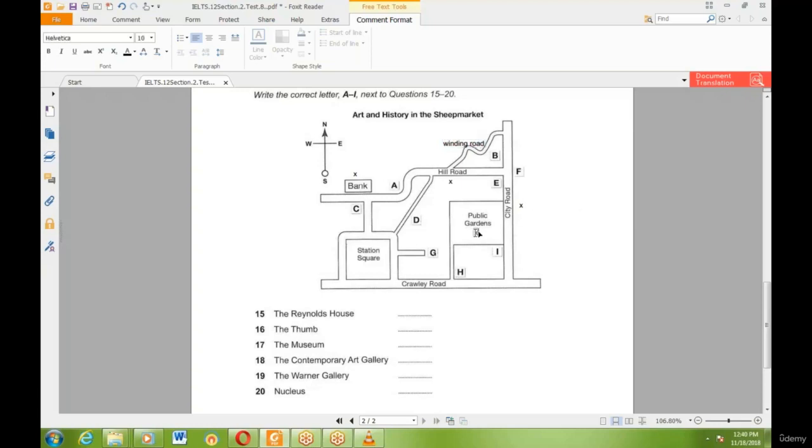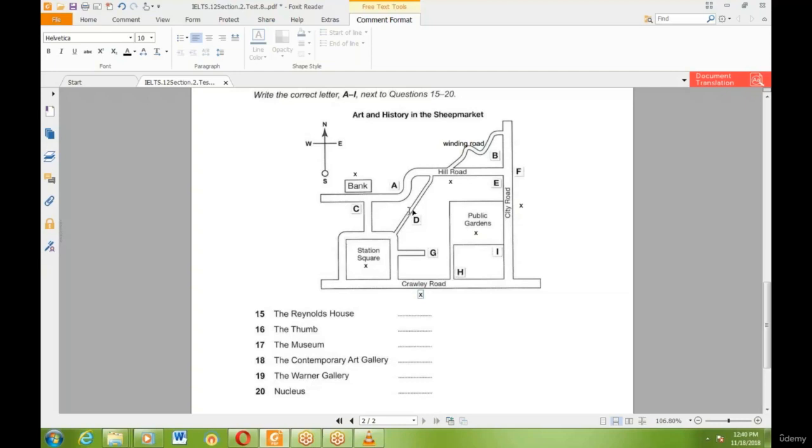I know that there's the public garden. I know that there's the station square, and I know there's Crawley Road. I also have to make sure that I know my directions: north, east, southwest. But if you're not able to recognize, for example, choice D, how is this small road described?